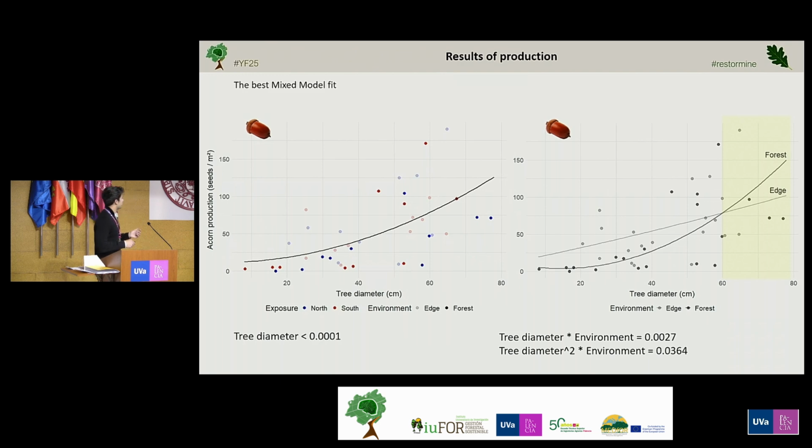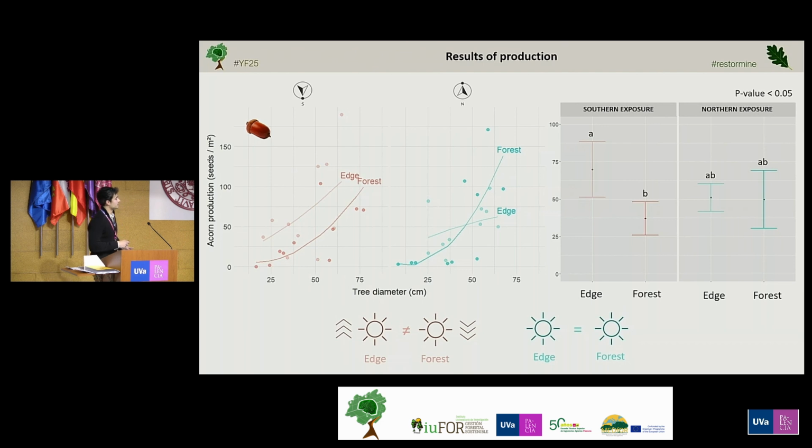And this, although the exposure was not significant, is due to the northern exposure, because if you remember, this graph is very similar to the previous one. And in the sunny exposure, at all diameters, the edge has higher acorn production than the forest. Probably this is due to sun insolation, because in the southern exposure the insolation in the edge is higher than in the forest, while in the northern exposure the insolation in the edge and in the forest is quite similar.